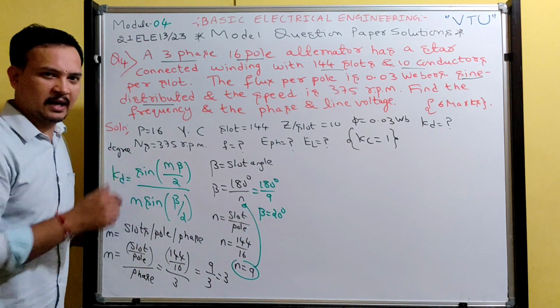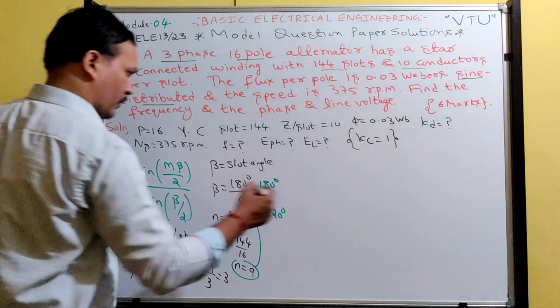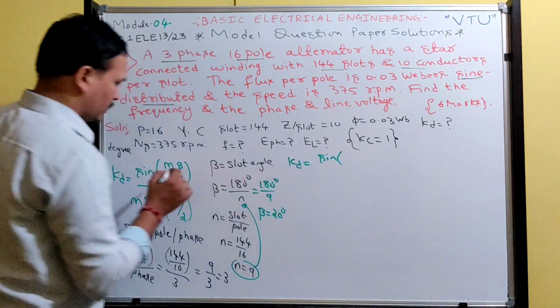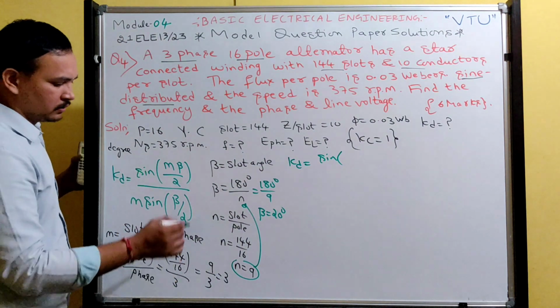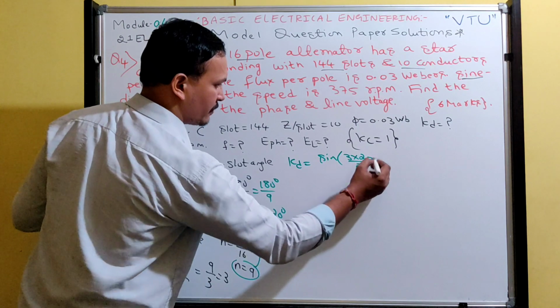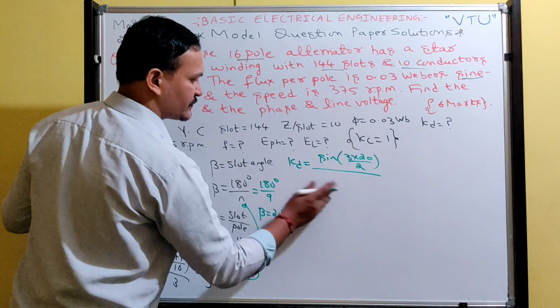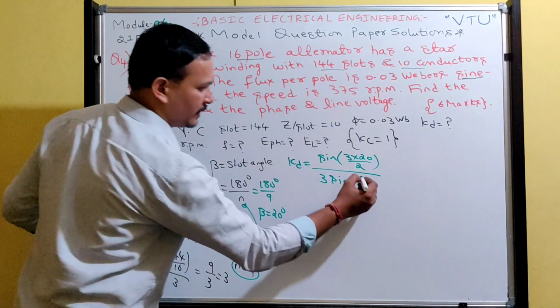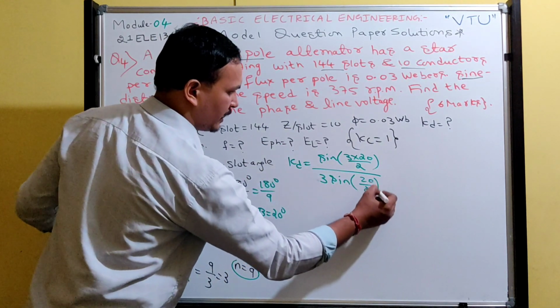From that, find KD. So I am going to find KD now. The KD value will be sine M beta by 2 divided by M sine beta by 2. What is the M value? 3. What is beta? 20. M is 3 into sine beta by 2. Beta is 20, so 20 by 2.